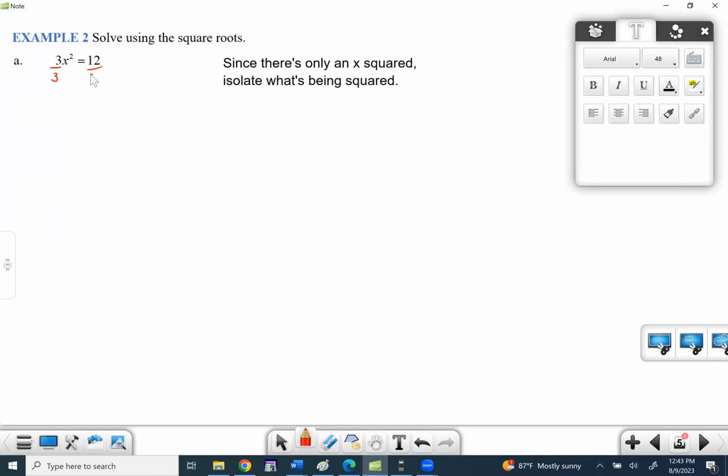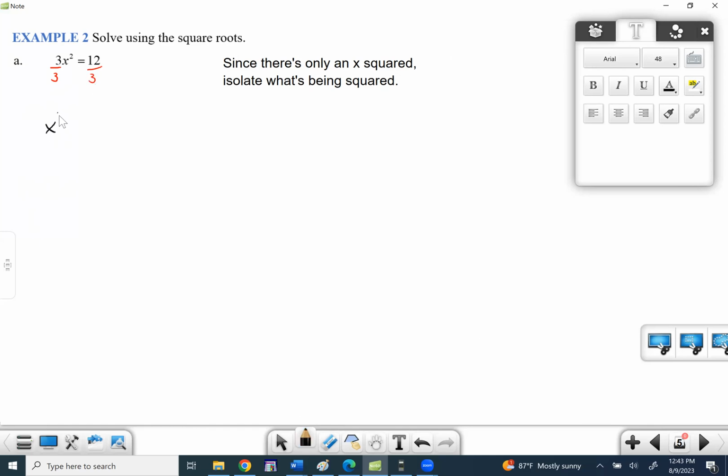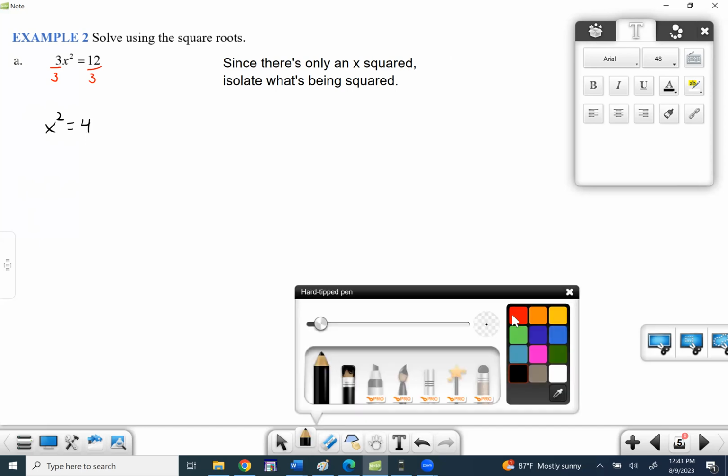So we got to get rid of that 3 first. I have some students who square root right away and they end up missing it. Make sure you isolate whatever's being squared first. The 3 is not being squared, only the x is. Now we can do the square roots. Now the reason why we do square roots is because we're always doing opposites, right? If it's multiplying, we divide. If it's adding, we subtract. If it's squaring, we square root.